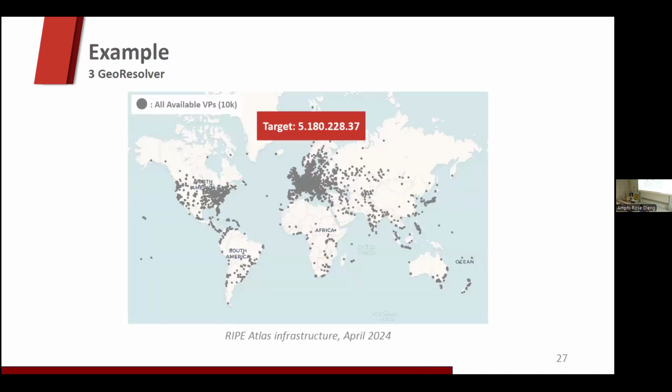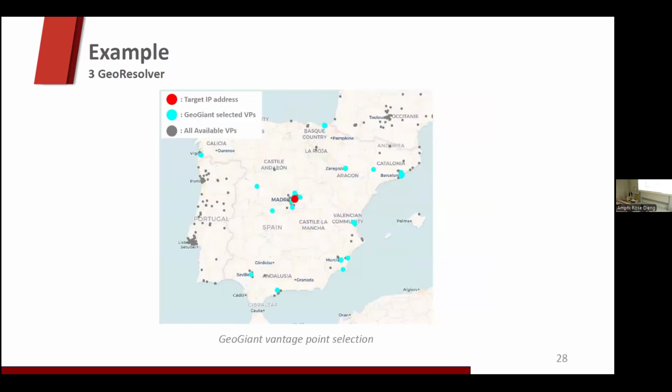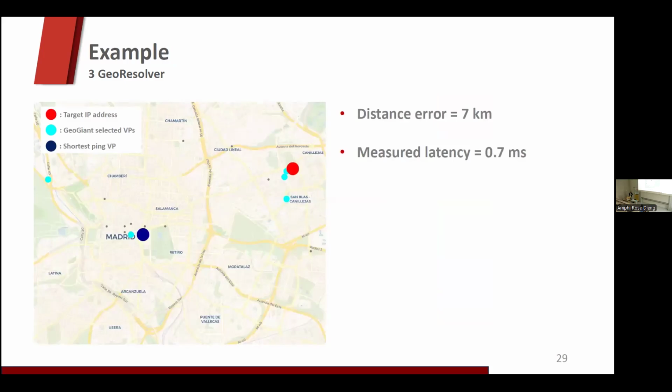So if we get back to our example, one IP address, 10,000 vantage points, we make the ECS resolution for the target, for the vantage points, we calculate the score, we obtain our 50 vantage points here in blue, then we perform the ping, and finally, we obtain here in dark blue the vantage points with the lowest latency. And here, this is a real example, by the way, of an IP address we geolocate with a distance error of 7 kilometers and a measured latency of 0.7 milliseconds.